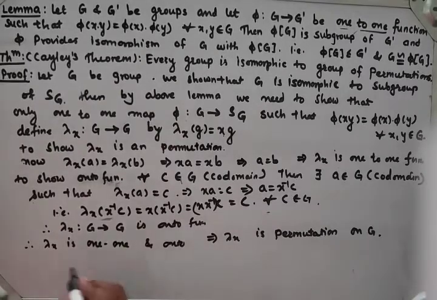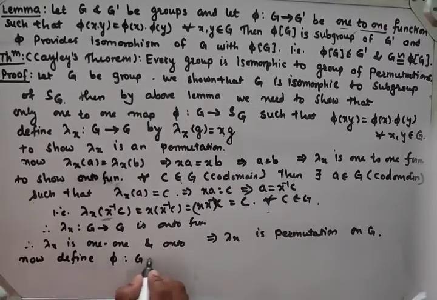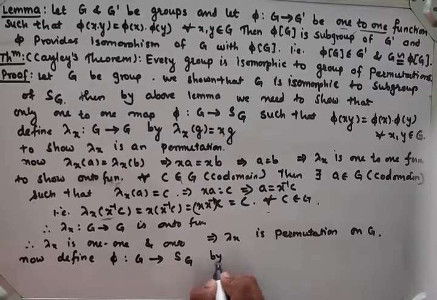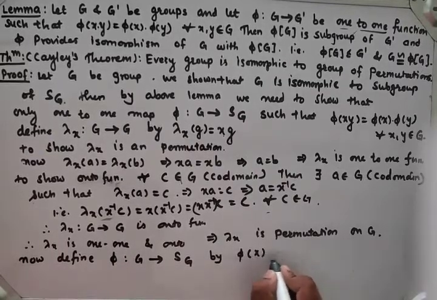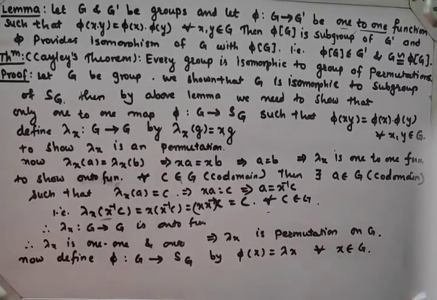Now define a function phi from G to SG. We have to show that G is isomorphic to SG. So phi from G to SG is defined by phi of x is equal to lambda x for all x belongs to G. Now to show that G is isomorphic to SG.